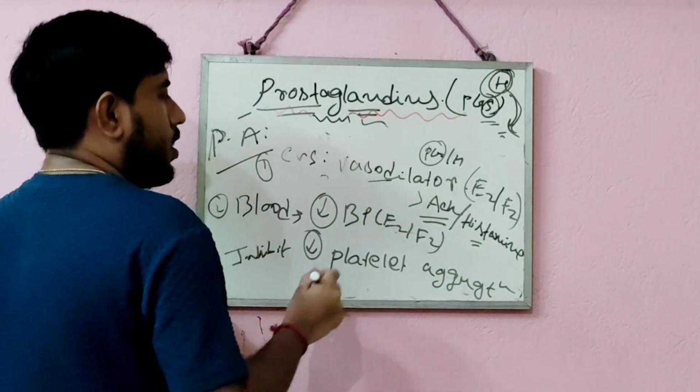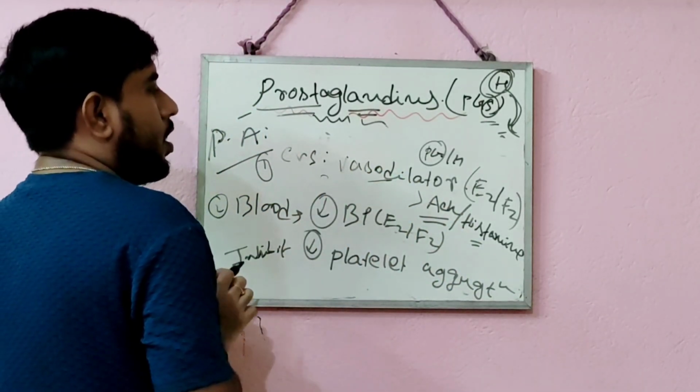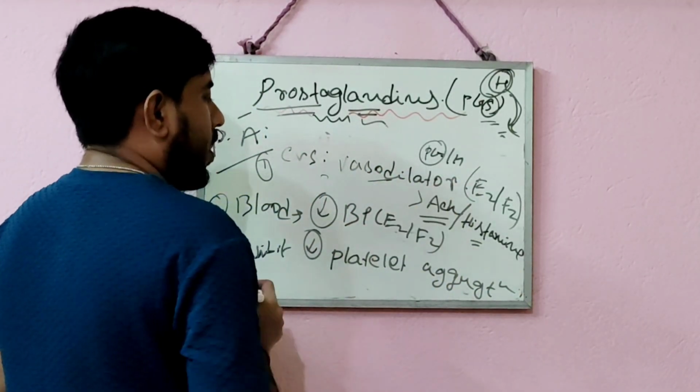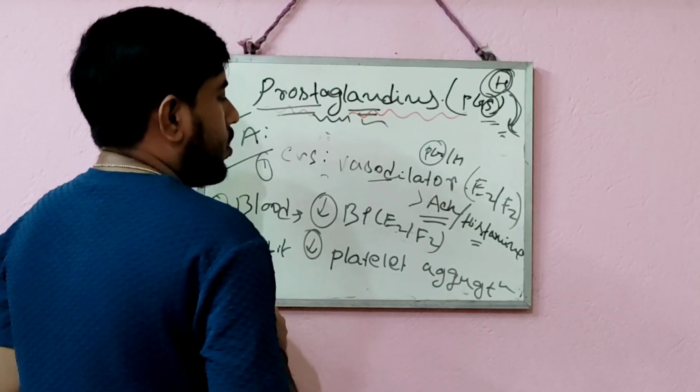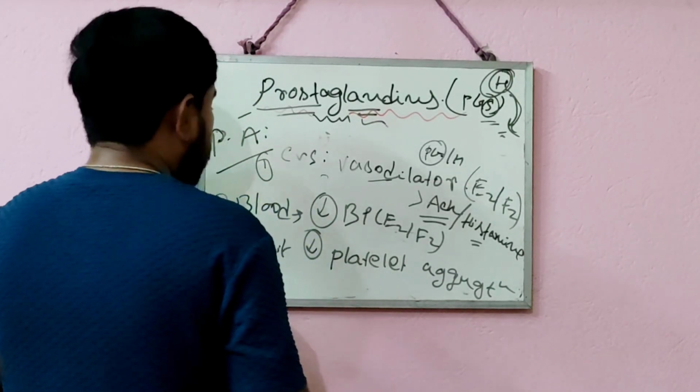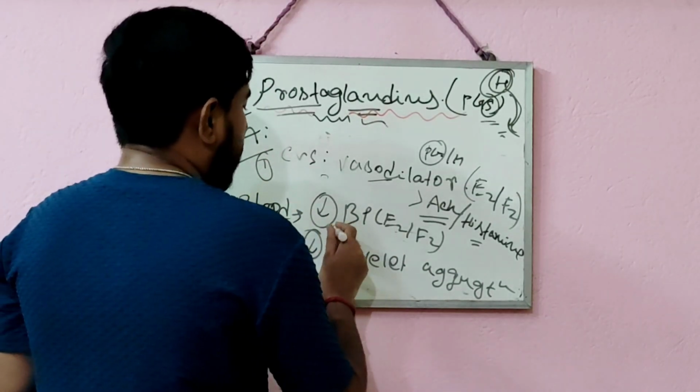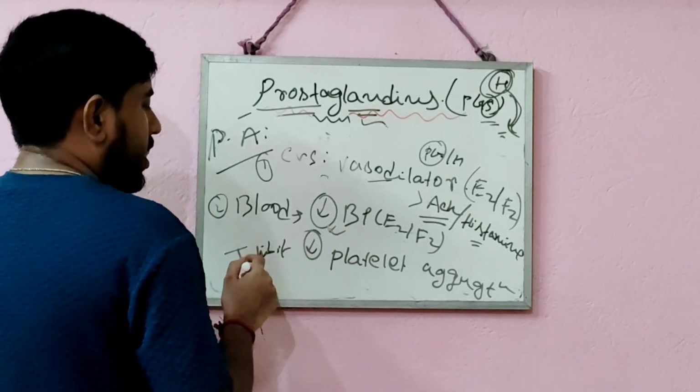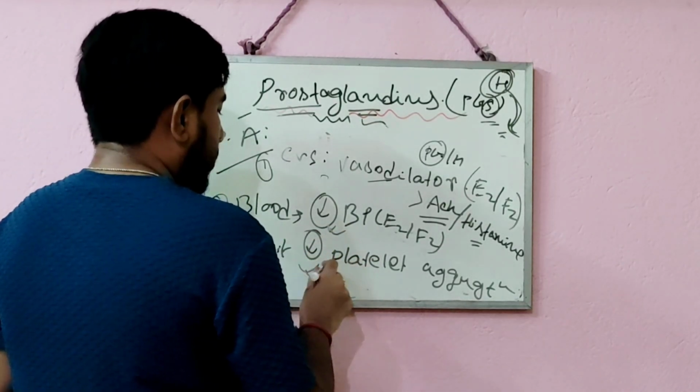So in the CVS, it generally acts as a potent vasodilator. It can be E2 or F2, and it is more potent than acetylcholine and histamine. In blood, it generally decreases the blood pressure and inhibits the platelet secretion.